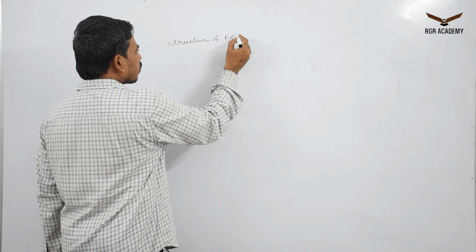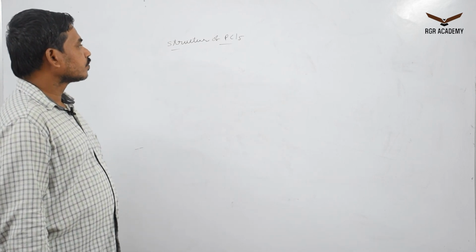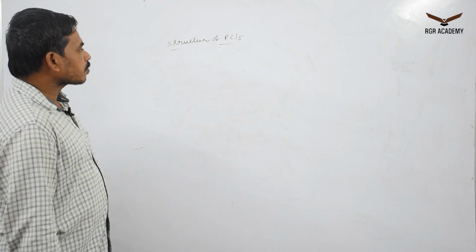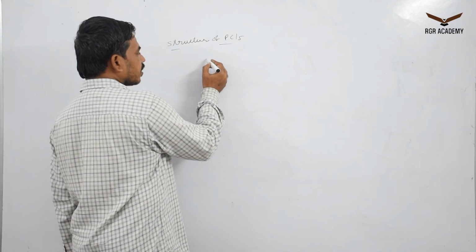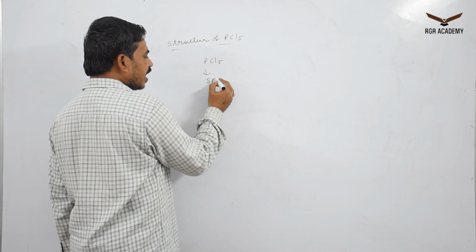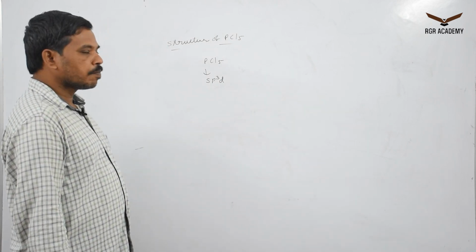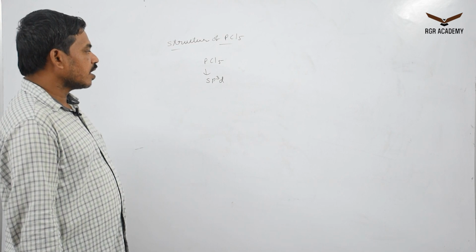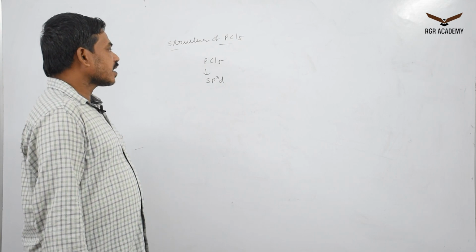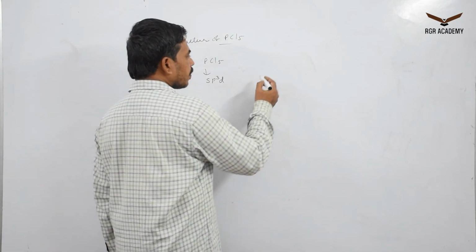Structure of phosphorus pentachloride. In phosphorus pentachloride, phosphorus is the central atom. The phosphorus atom undergoes which hybridization? The phosphorus atom undergoes sp3d hybridization. Its shape is a trigonal bipyramidal structure.